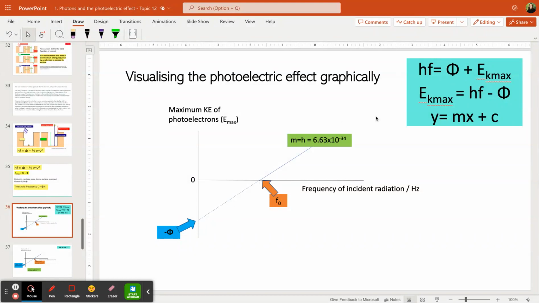So if I plot a graph of maximum kinetic energy against frequency, I know that the y-intercept will equal the work function and the gradient will equal the Planck constant.